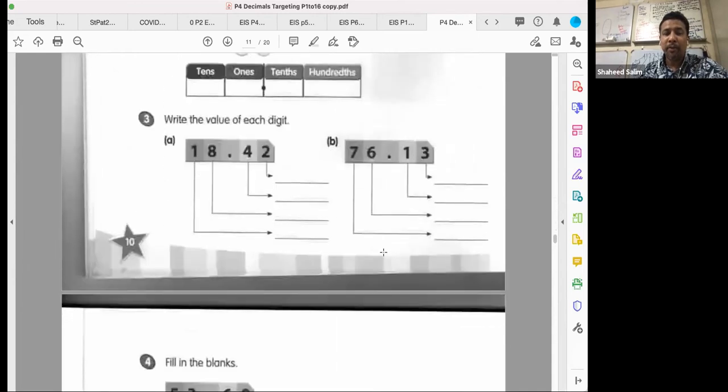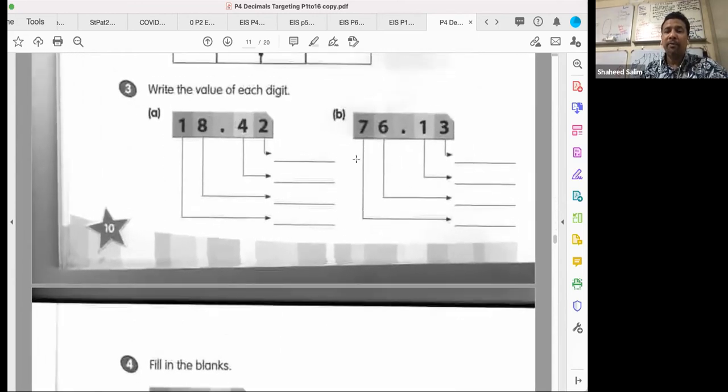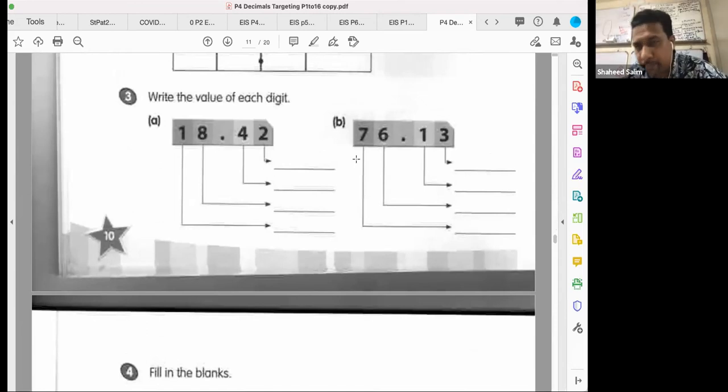Hold on. This one now. We want the value of each digit for question number 3.